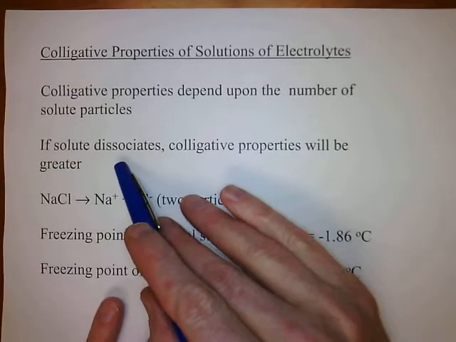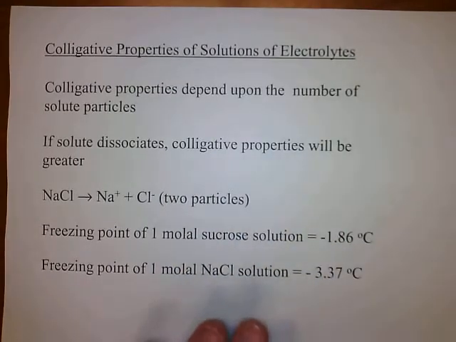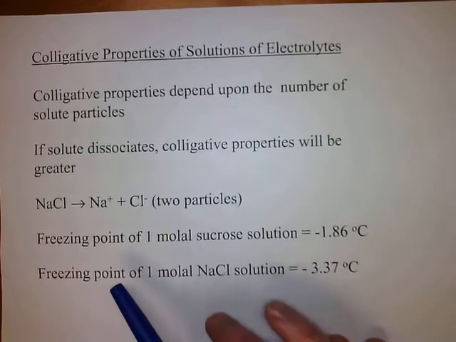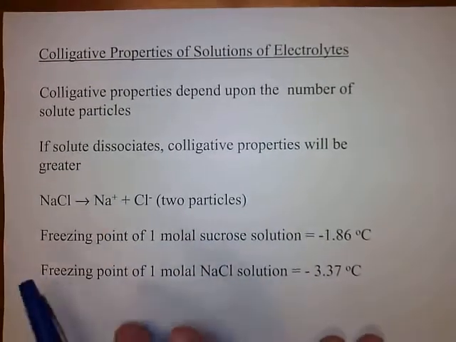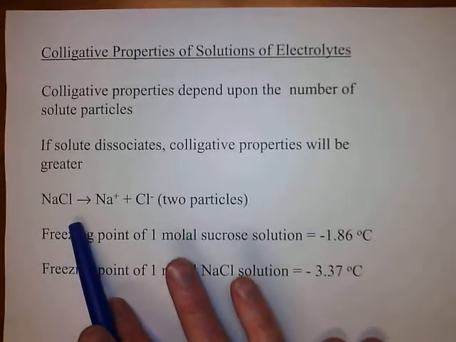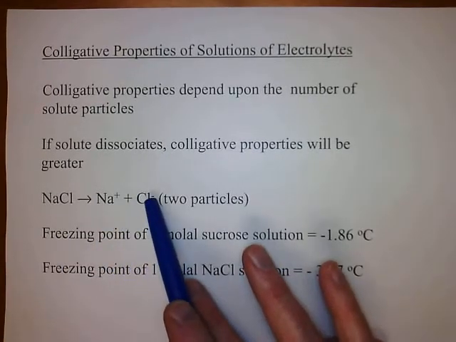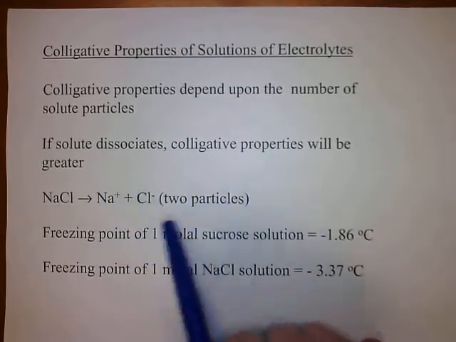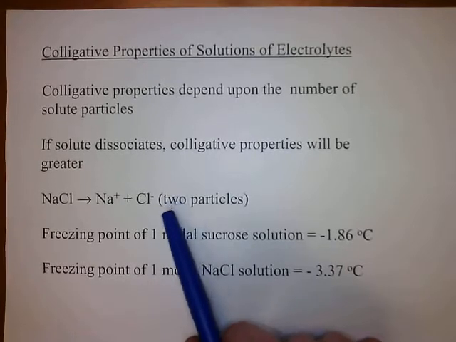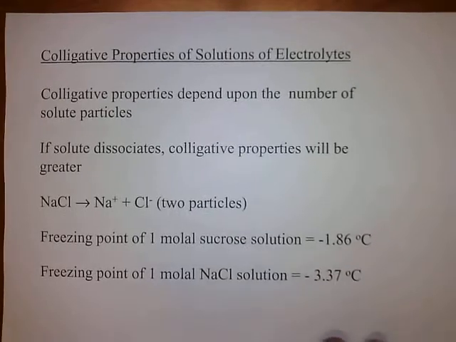Okay, so if a solute dissociates, the colligative properties are going to be greater than what you might predict. So for example, if you dissolve salt up in water, you should know this from Chem 1, that this salt dissociates into separated sodium ions and chloride ions. So really, the number of particles is twice the concentration of the solution.